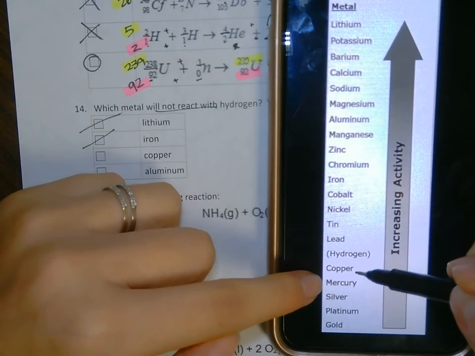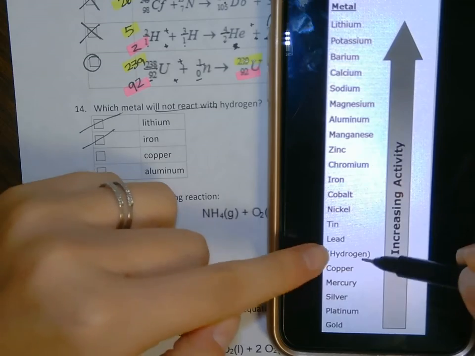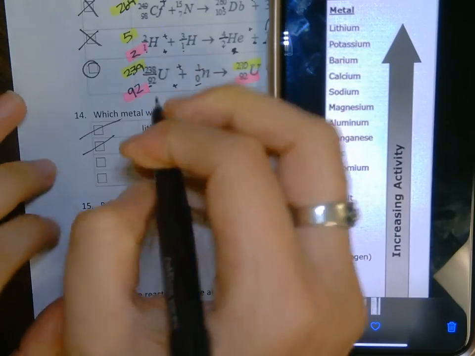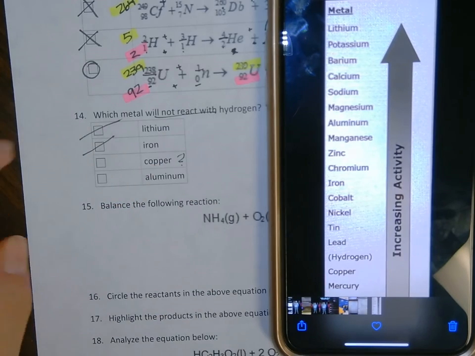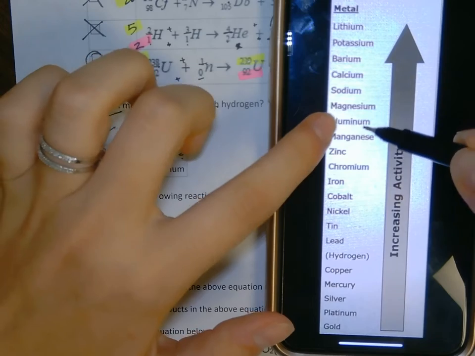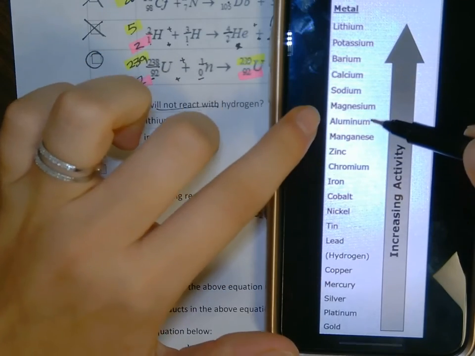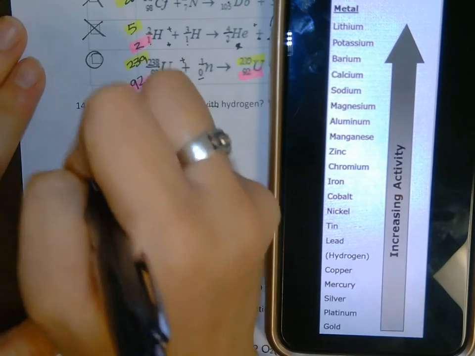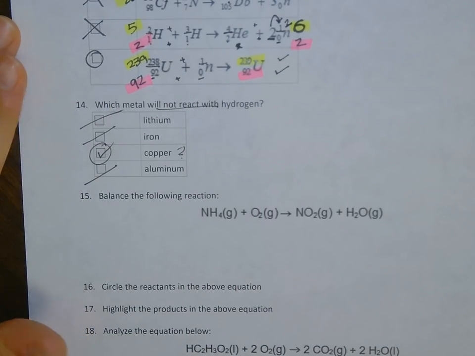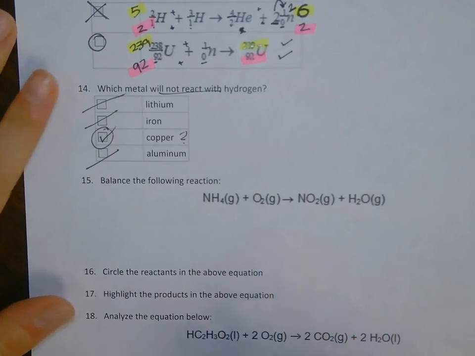Copper. Copper is down here. It is below hydrogen, so it will not react with hydrogen. So this is looking like a really good answer. Last one is aluminum. Aluminum is up here. It is above hydrogen, so it will react with hydrogen. So it is not my answer. My answer is C.